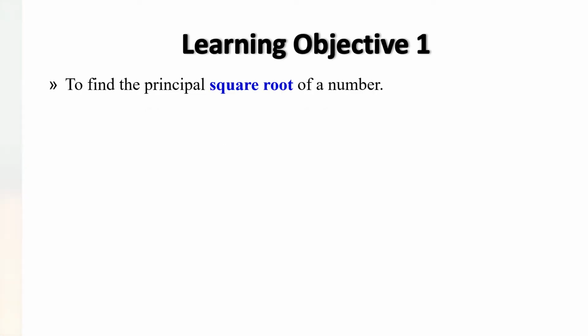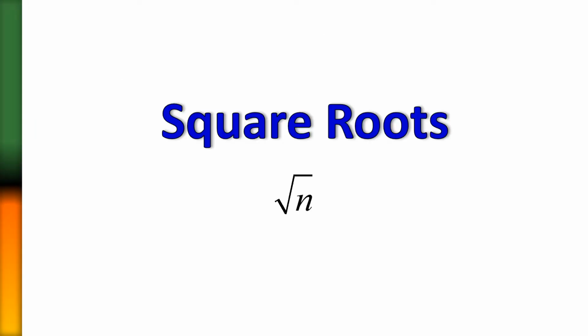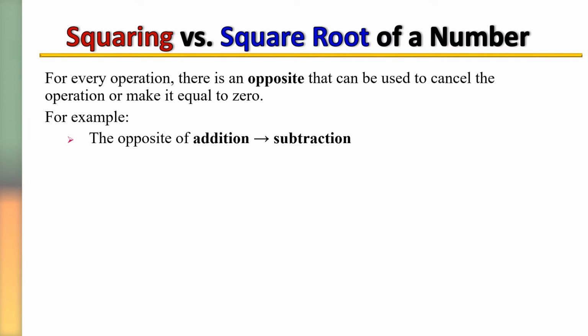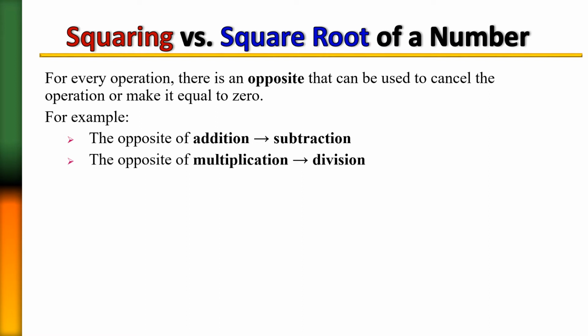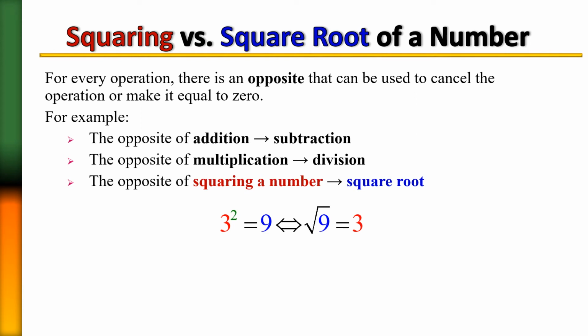Learning objective number 1, to find the principal square root of a number. For every operation, there is an opposite that can be used to cancel the operation or to make it equal to 0. For example, the opposite of addition is subtraction. The opposite of multiplication is division. And the opposite of squaring a number is to find the square root of a number.